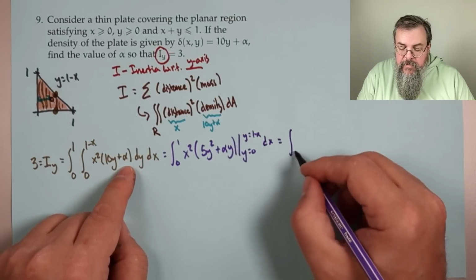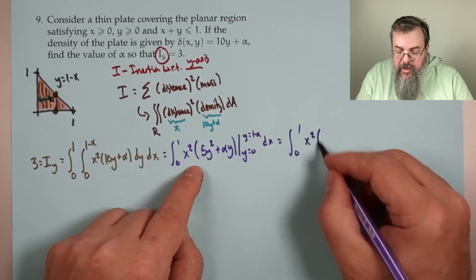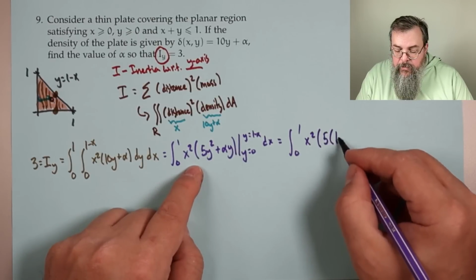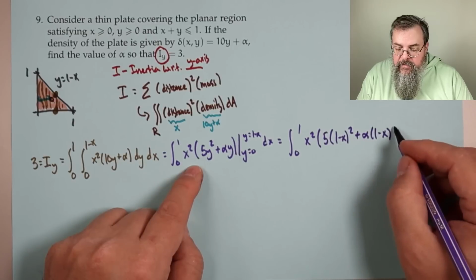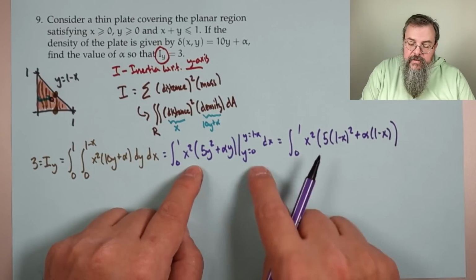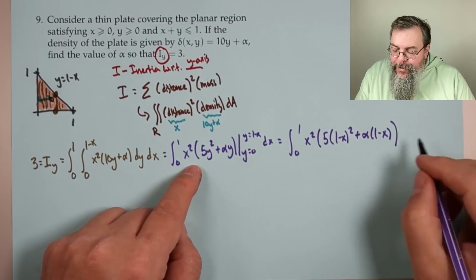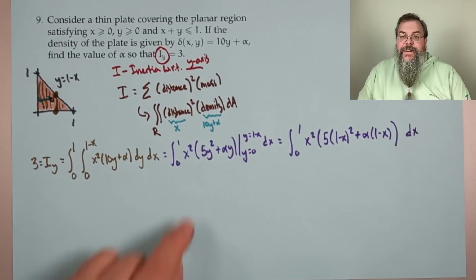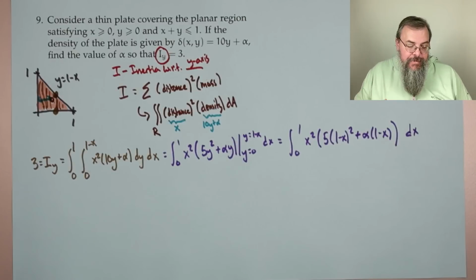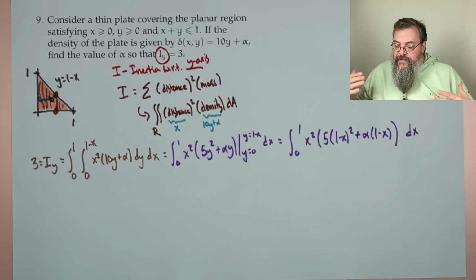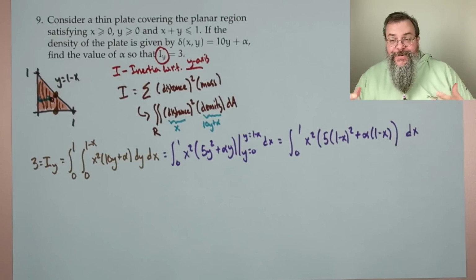Well, okay, that's going to become the integral from 0 to 1 of x squared times [5(1 minus x) squared plus alpha times (1 minus x)], and when you plug in 0, you get 0. 0 is a friend. We like 0. Okay, dx. Now let's clean this up a little bit. And unfortunately, we do have to clean that up. I shouldn't say unfortunately. It's like, oh, we get to, right?